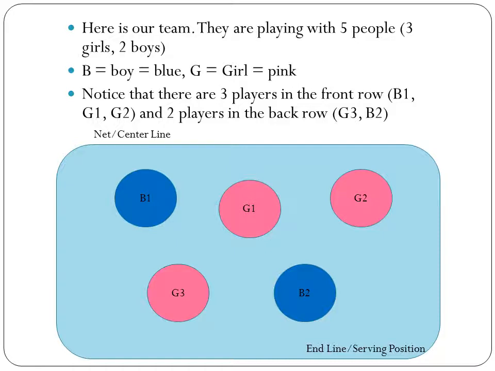So here's our team. We're playing with 5 people today. You can see we've got 3 girls and 2 boys. The girls are outlined in pink and the boys are in blue. You'll see we have 3 players in the front row. So we've got B1, G1, and G2 in the front, and then 2 players in the back row, G3 and B2.